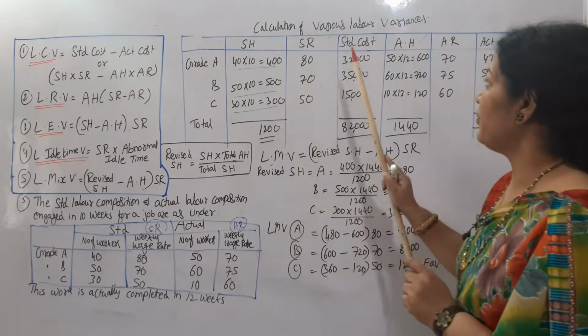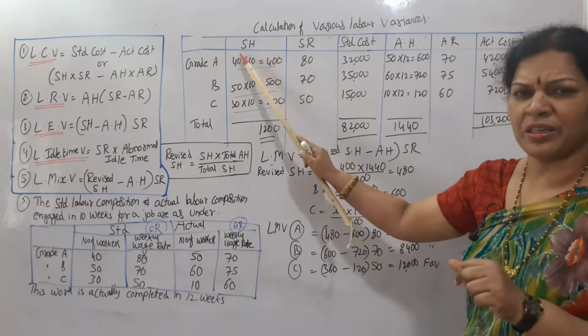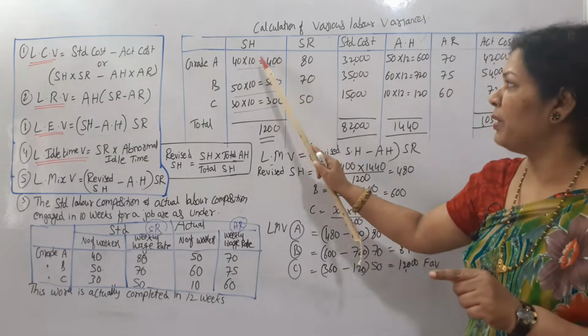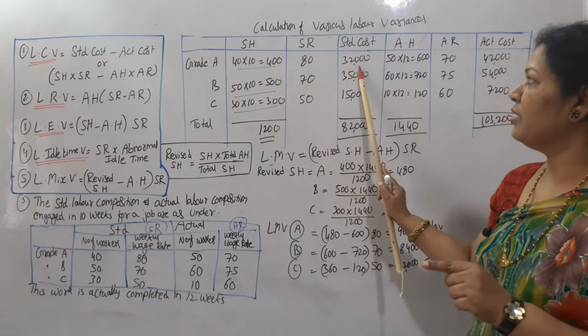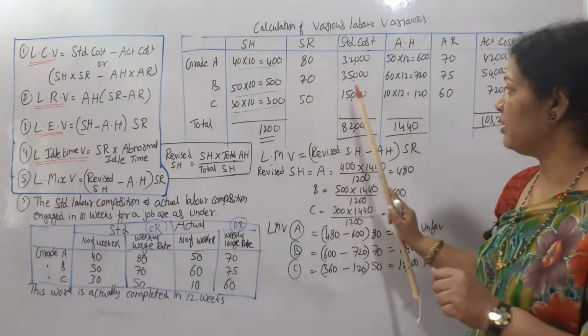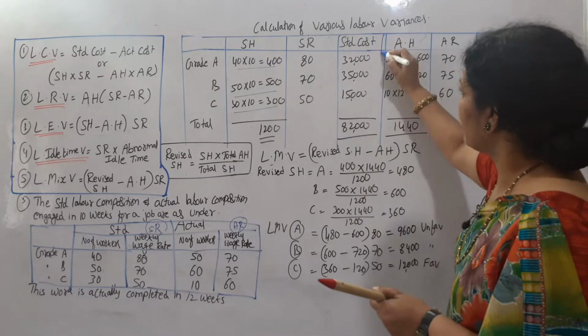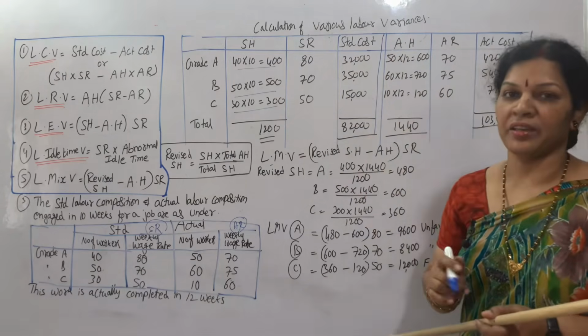In the same way, first we have calculated standard cost. Standard cost means standard hours into standard rate multiplied. 400 into 80, 32,000. 500 into 70, 35,000. 300 into 50, 15,000. Up to here I'll write a double column. Up to here, standard is over.